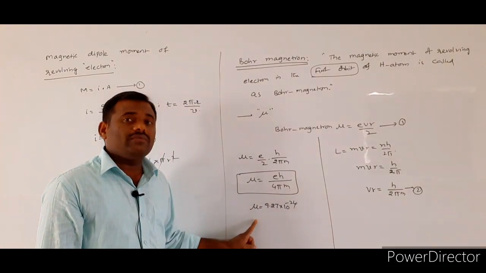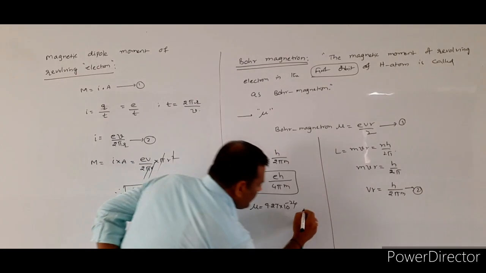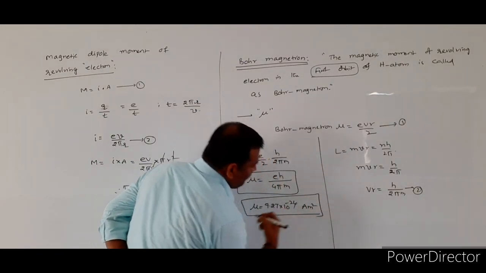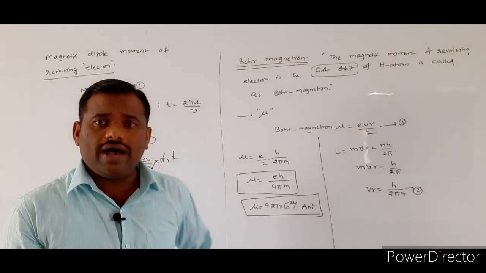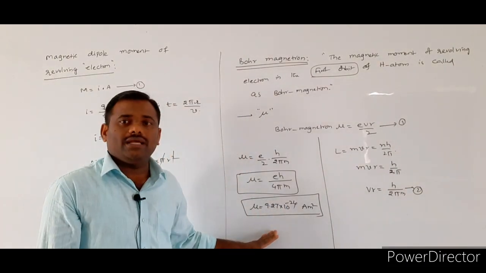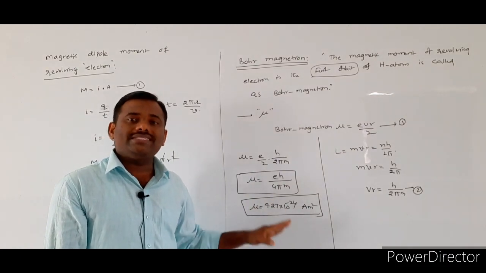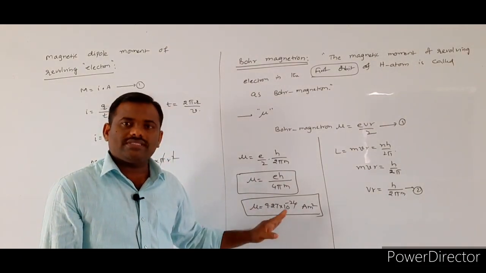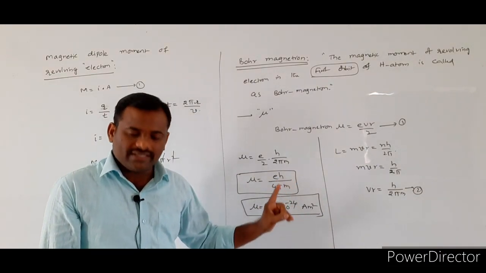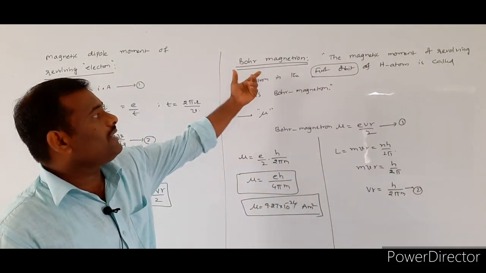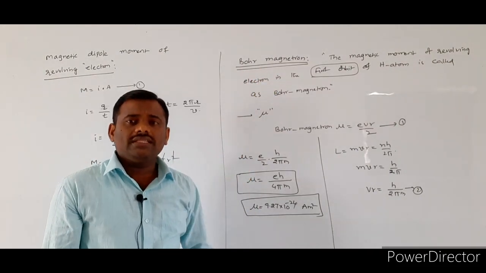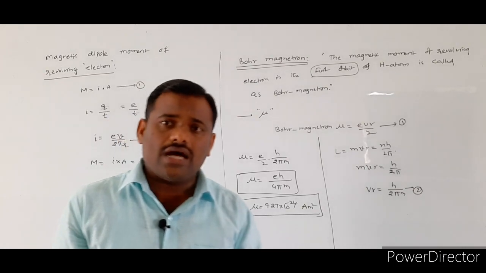It is also nothing but a magnetic moment. Its SI unit is ampere meter square. So what is the value of Bohr magneton? Its value is nothing but 9.27 into 10 power minus 24 ampere meter square. So what is meant by Bohr magneton? Bohr magneton is nothing but the magnetic moment of the electron only.